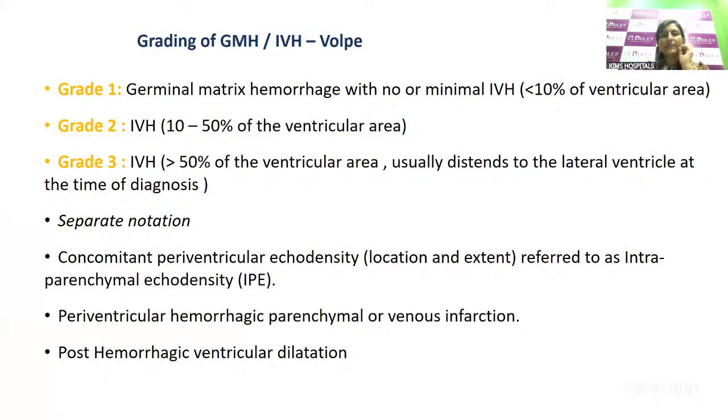Coming to the classification, according to Volpe's classification, there are 3 grades of IVH. Grade 1 is germinal matrix hemorrhage with minimal IVH, that is less than 10% of ventricular area. Grade 2 is between 10 to 50%, and grade 3 is more than 50%. And PVHI is taken as a separate entity in this.